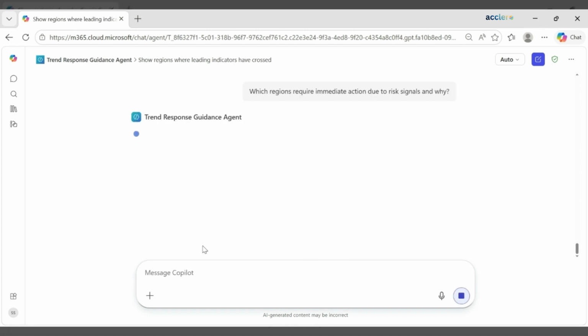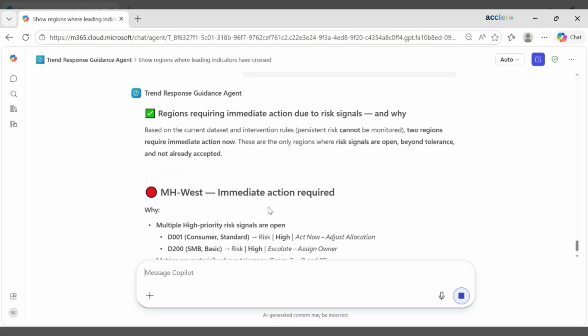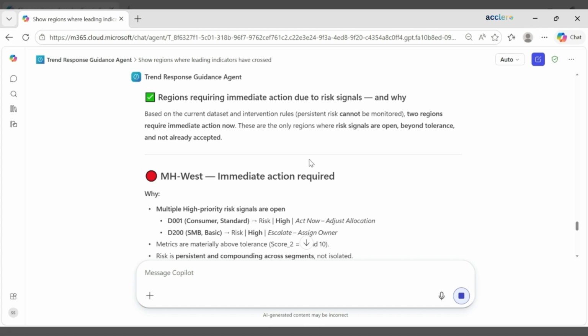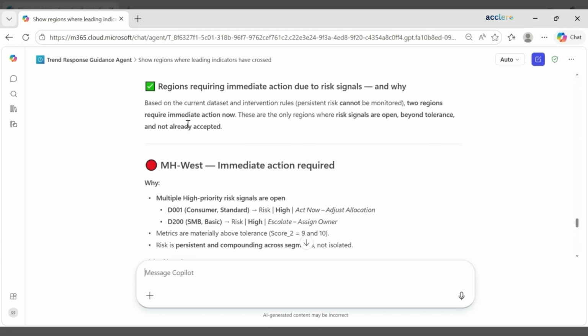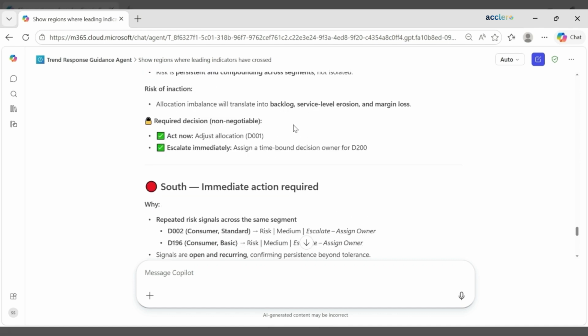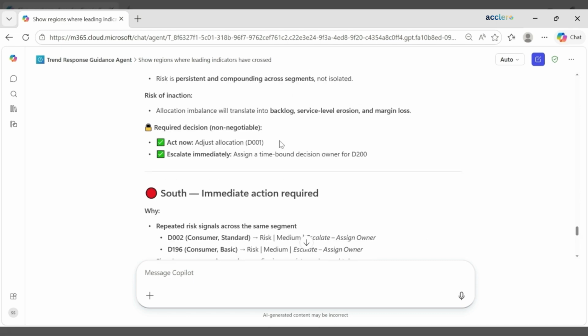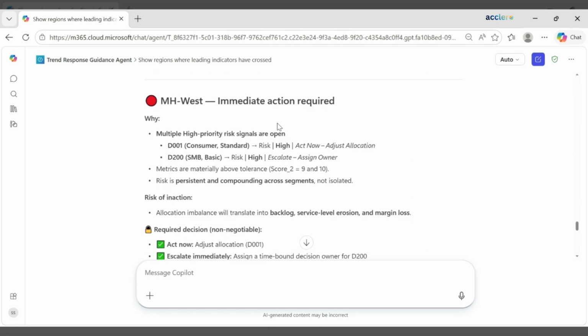Here I ask the agent which regions require immediate action due to risk signals and why. This is where the agent becomes most powerful. It clearly identifies the regions requiring immediate action due to risk signals. Two regions require immediate action: MH West, the most prioritized region, and second, the South, which also requires immediate action. Why do both require it?